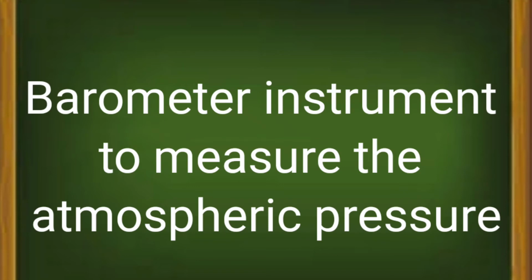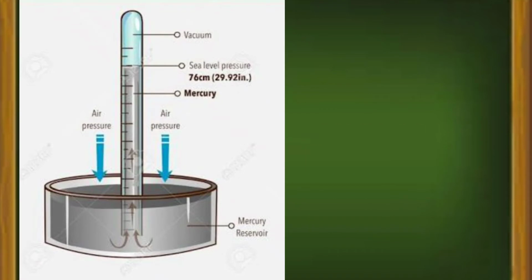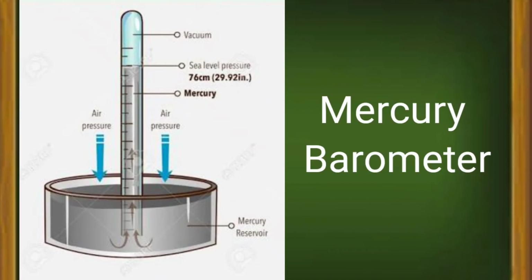The next instrument is the barometer. There are two types of barometer, the mercury barometer and the aneroid barometer. Both these devices are used to measure atmospheric pressure. As you can see in the picture, an inverted glass tube is dipped in a container full of mercury, and air pressure pushes down on the surface of the mercury, making some rise up in the tube. The greater the air pressure, the higher the mercury rises. It is measured in millibars.